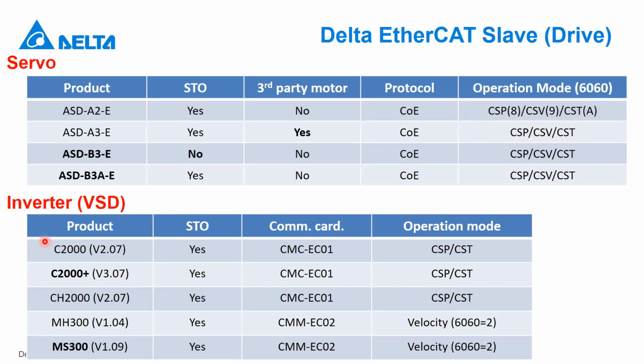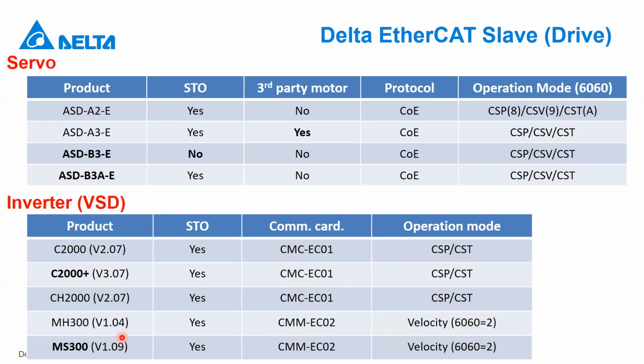Then come to inverter. So you will see inverter, we have C2000, C2000 Plus, and CH2000. So this is a related firmware version. So if you have customer, they want to use inverter for the synchronized position control or torque control, then you can use C2000 Plus or CH2000. But remember, you might need to upgrade the firmware and also need to purchase the communication card.